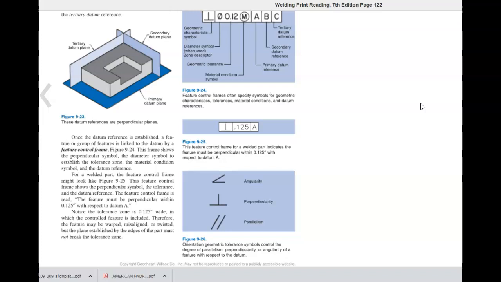If the feature control frame is read, the feature must be perpendicular within 0.125 inches with respect to datum A. Notice the tolerance shown is 0.125 inch wide, in which the controlled feature is included. Therefore, the feature may be warped, misaligned, or twisted, but the plane established by the edges of the part must not break the tolerance zone.